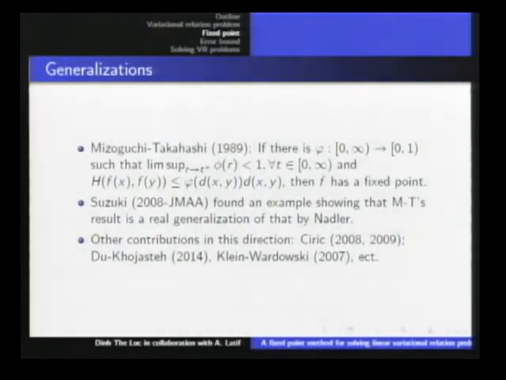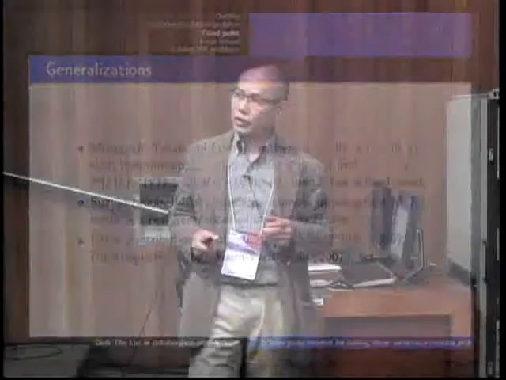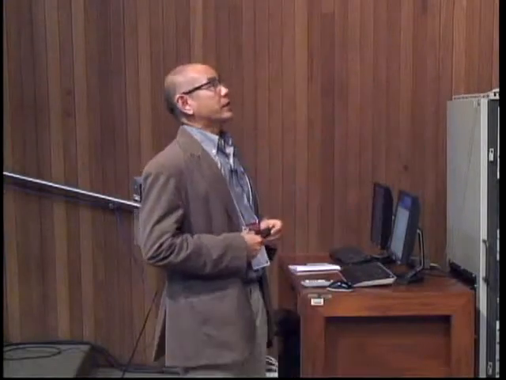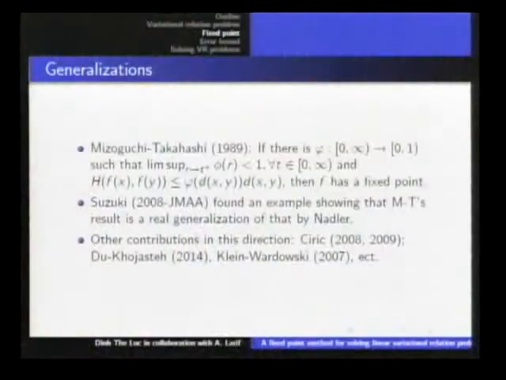Recently, Mizoguchi and Takahashi gave a further generalization of Nadler's theorem. Under this sign, I mean that here the map is not necessarily a contraction, something more general. Before Suzuki, someone published a paper saying that in fact the Mizoguchi-Takahashi theorem is equivalent to Nadler's theorem. But then a student of Takahashi, Suzuki, gave a counterexample showing that this claim is wrong, so this theorem is more general.